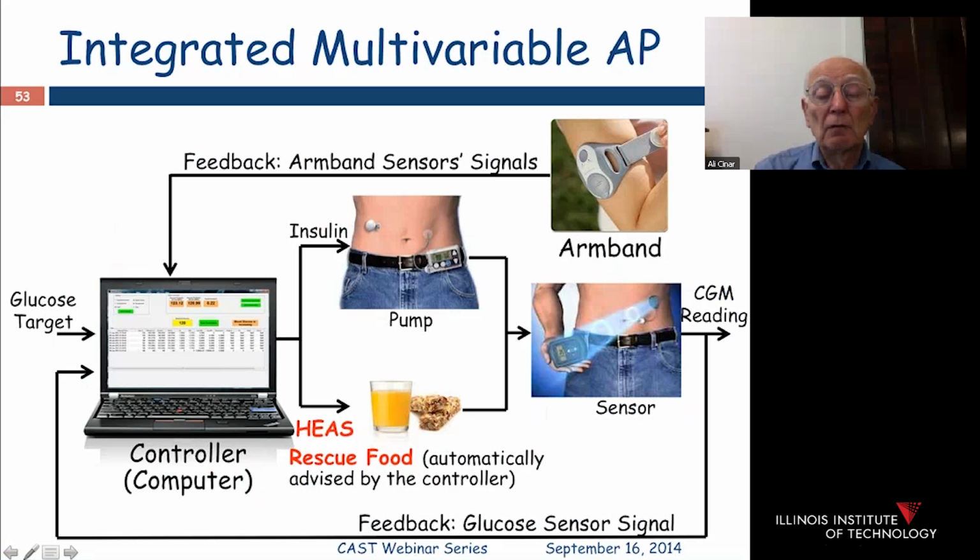direct information provided to the subject or to the patient for having some rescue food that would be about 10 to 15 grams of carbohydrate, granola bar or a glass of fruit juice was all that was needed. So this is the current version of our integrated multivariable control system.